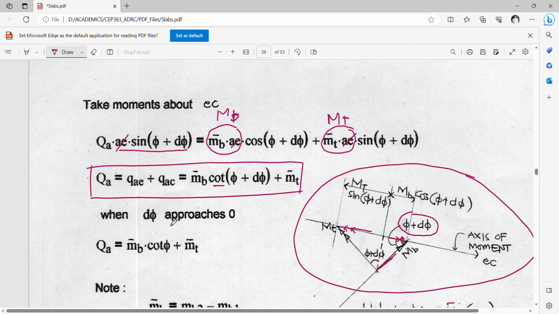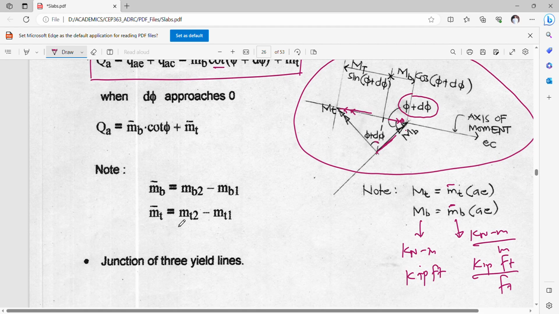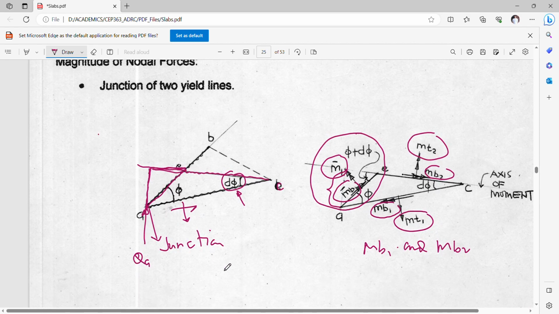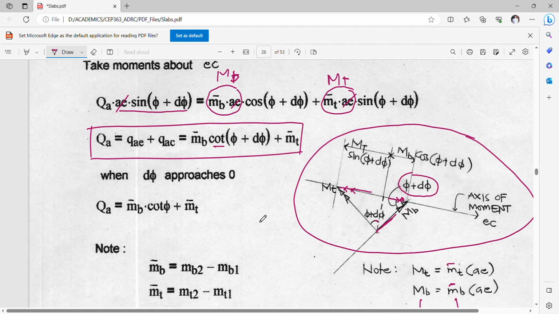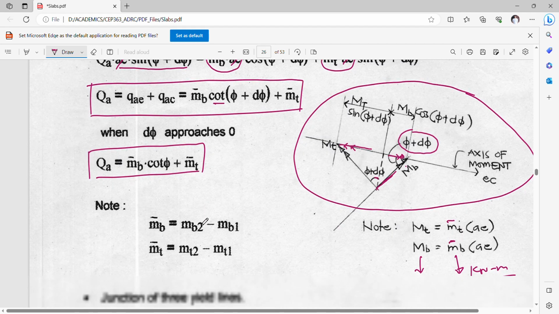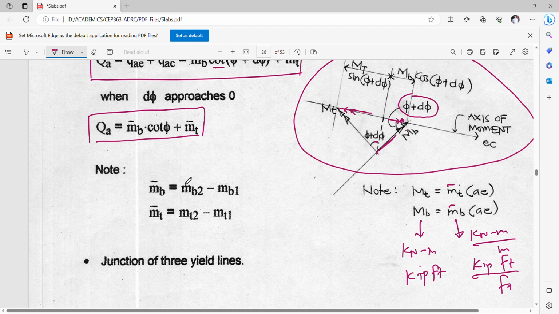And when dphi, that very small angle, approaches 0, we're talking here of an axis EC coinciding with AE, because dphi is 0, then your equation becomes a simpler equation in the form of QA equals M bar B cotangent phi plus M bar T. Take note that, again, M bar B is simply the vectorial sum of MB2 and MB1, and M bar T is the vectorial sum of MT2 minus MT1.